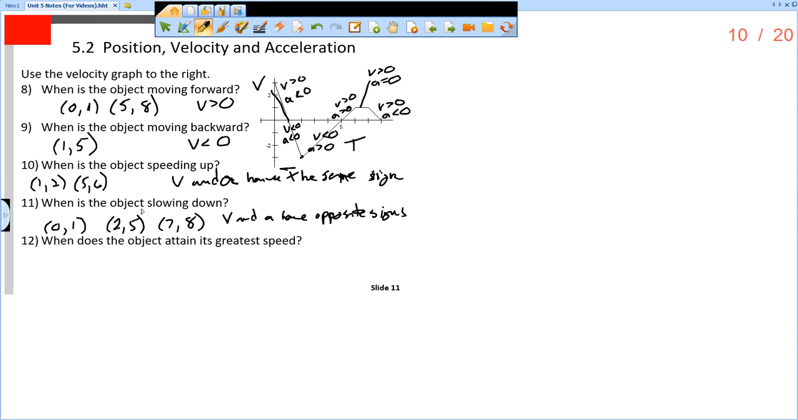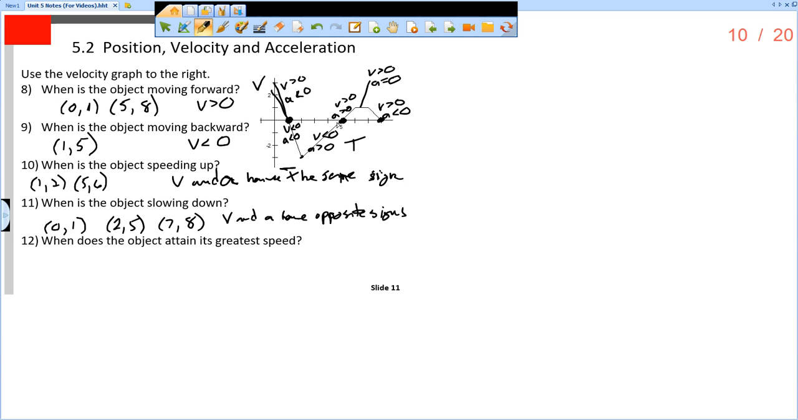Now, it's important that you think, when would an object be speeding up and when would it be slowing down? Well, remember, the object is stopped whenever the velocity is 0. So think about this. If you're going to stop, what do you have to do before you stop? You have to slow down, right? So it's slowing down from 0 to 1. Then after it's stopped, you have to speed up, right?